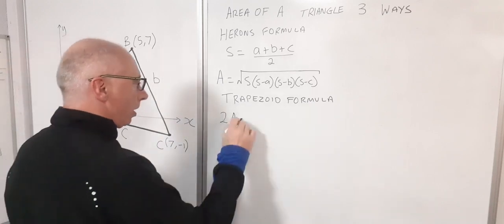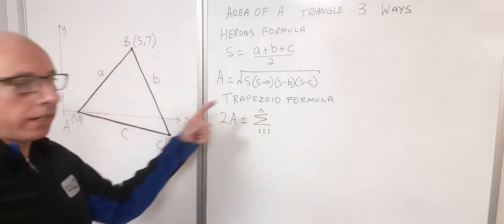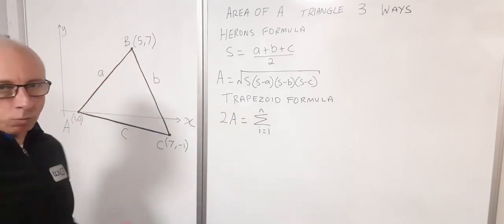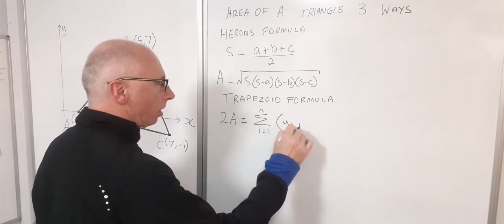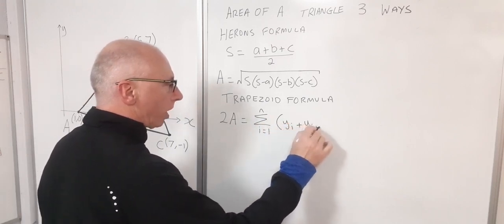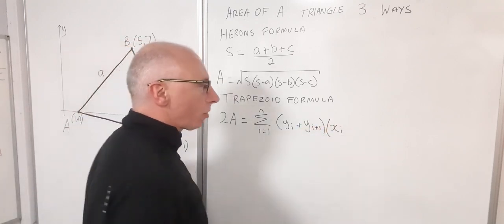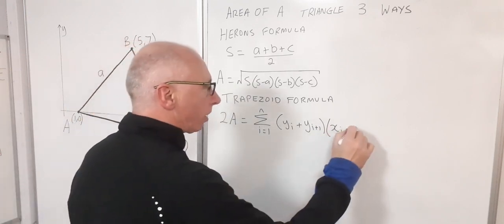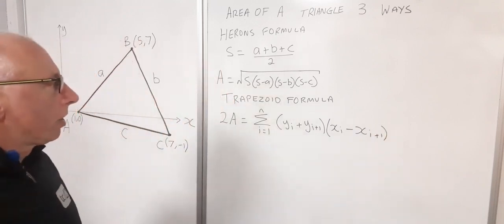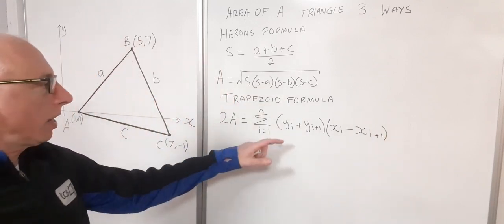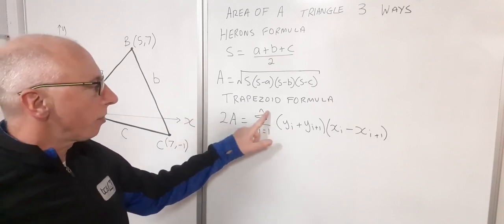divide by 2, and that is the sum of i equals 1 to n, where n is the number of sides, so for a triangle n would be 3, and we have y subscript i plus y subscript i plus 1, and then we multiply that with x subscript i, and then we subtract that from x subscript i plus 1. So that's another formula.